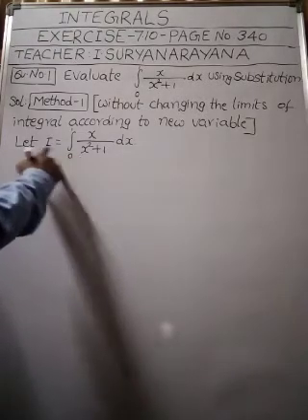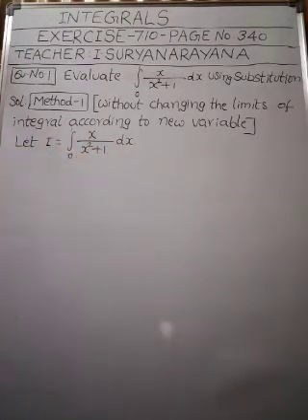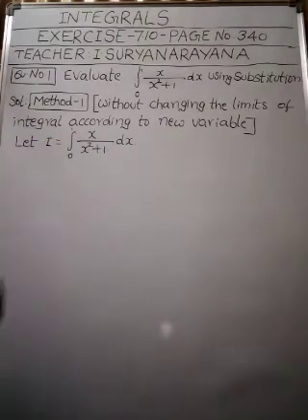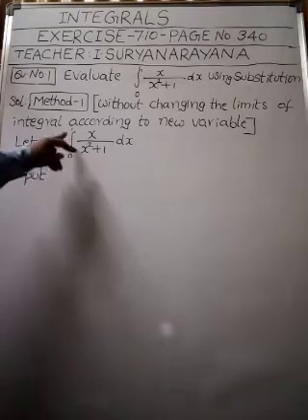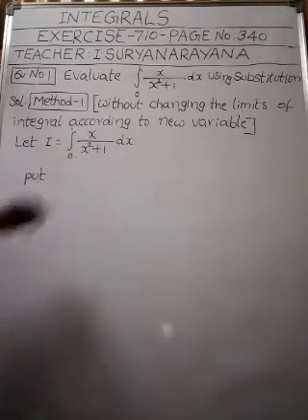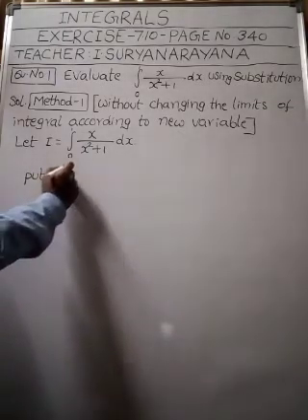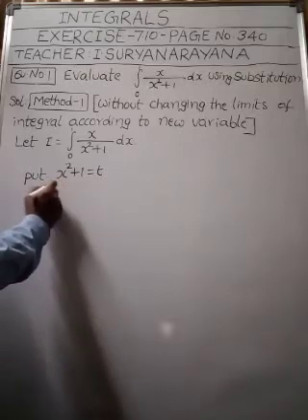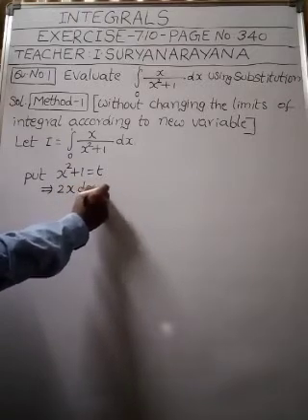Let us assume that I is equal to integral 0 to 1 of x by x square plus 1 dx. So in this method, first we find the integral of this function separately. To evaluate the integral of this function, I am substituting x square plus 1 is equal to t. Then what do we get by taking derivatives? 2x dx is equal to dt.